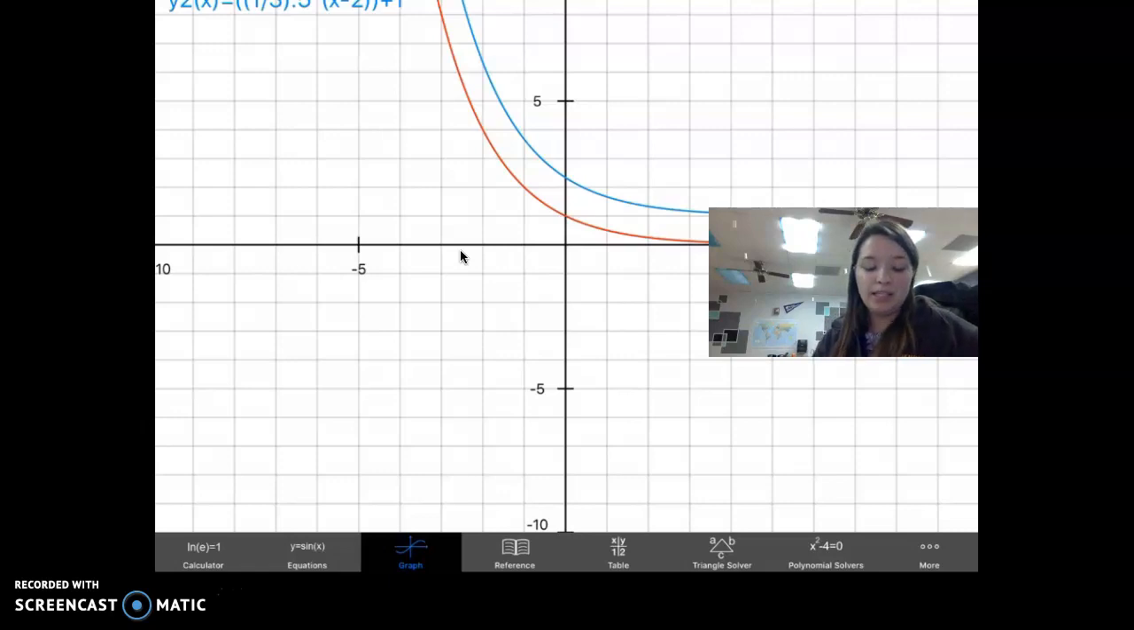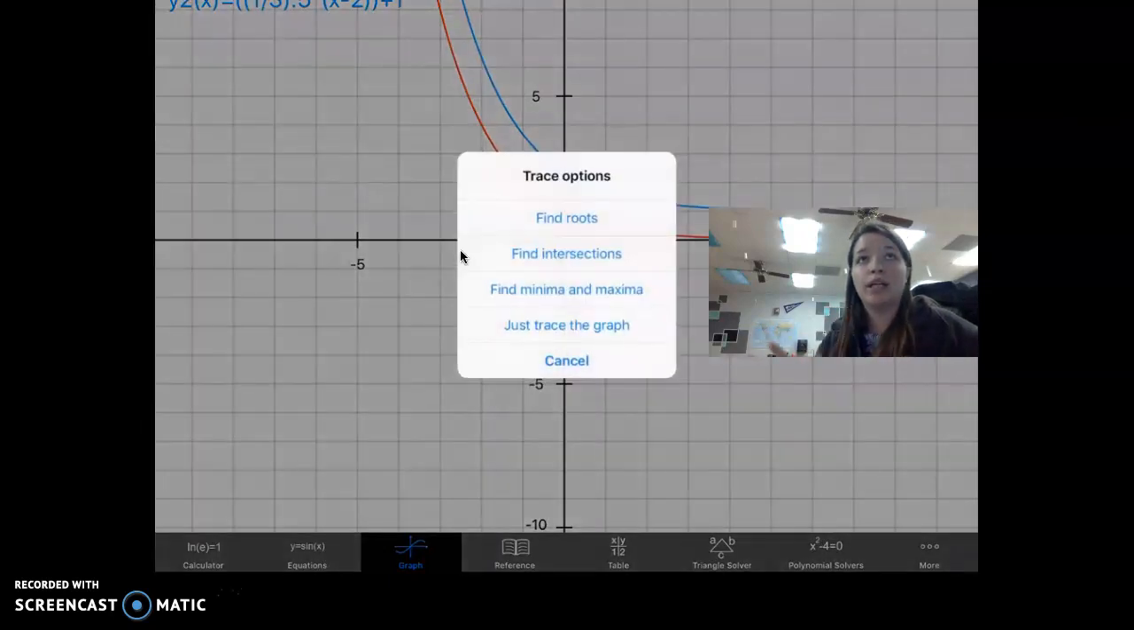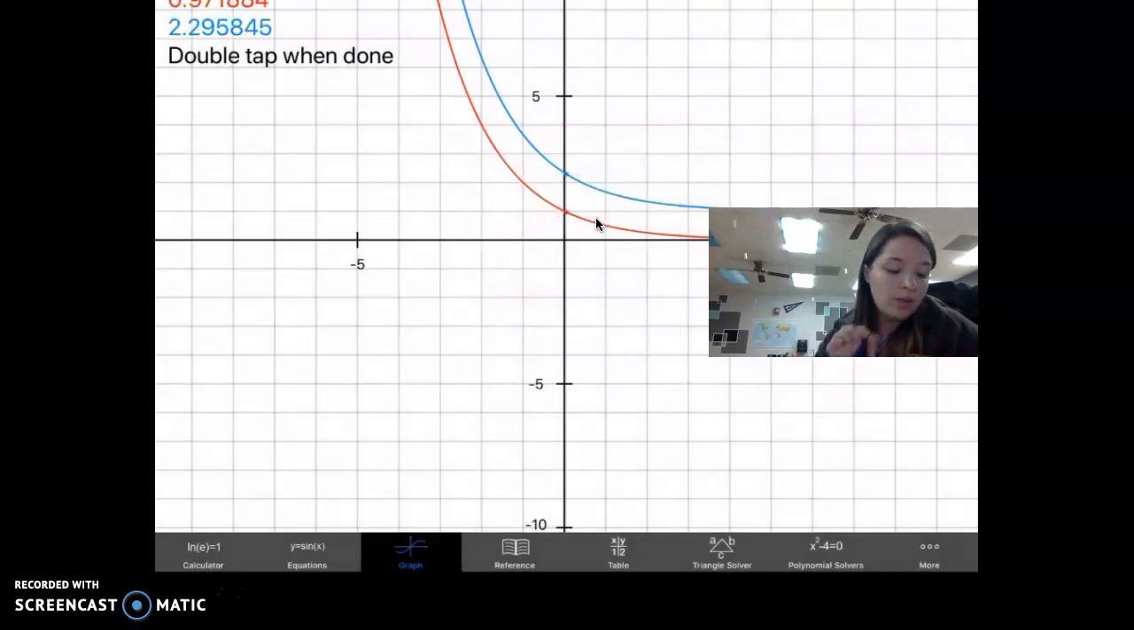The other nice thing is if you double tap the screen, it gives you these options: find roots, find intersections, find minimum maxima, trace the graph. So you could click find roots, and then you could click where it crosses the y-axis, and it's going to give you what x equals. Or if you wanted to click where x equals, it will give you what y equals, where it crosses, if you actually have one that crosses.